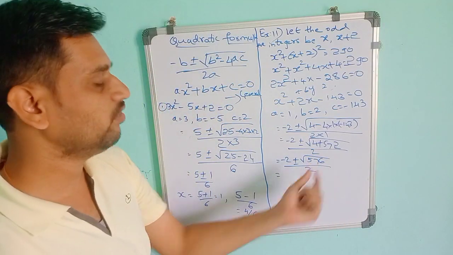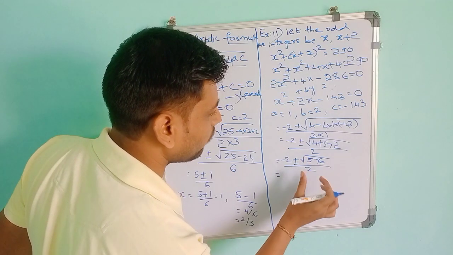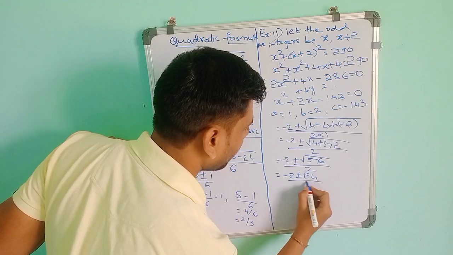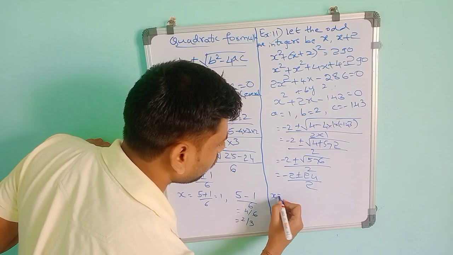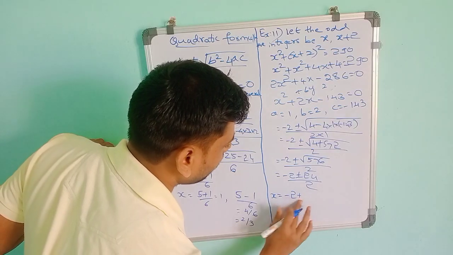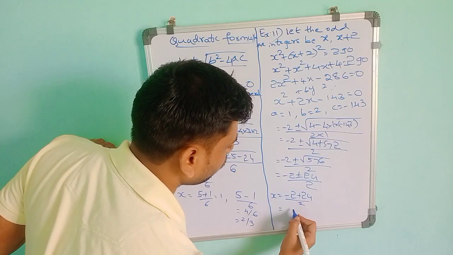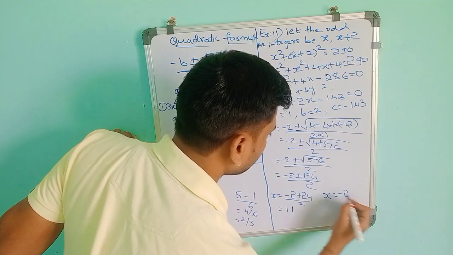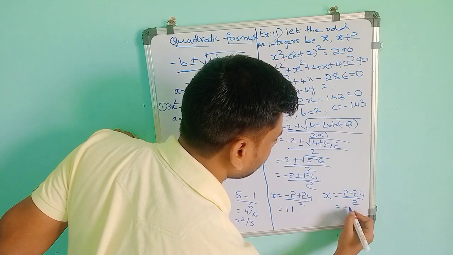The root of 576 is nothing but 24. So x equals minus 2 plus or minus 24, divided by 2. Taking the plus 24 first: 24 minus 2 is 22, and 22 by 2 is 11. For the other one, x equals minus 2 minus 24 divided by 2, which is minus 26 divided by 2, which is minus 13.